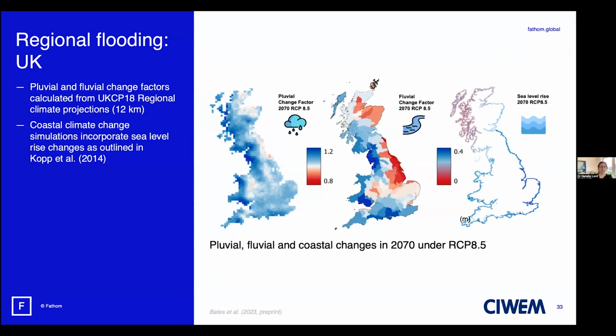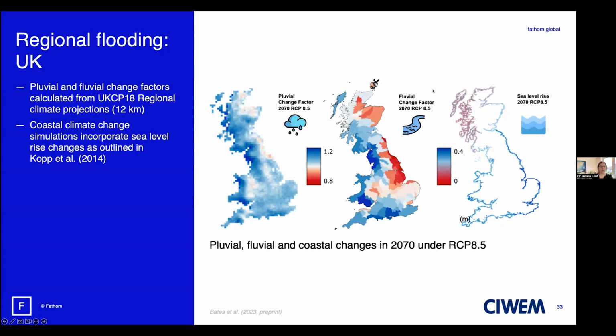And the spatial patterns of the fluvial change factors show more differences, as we've come to expect based on what we've discussed previously, with larger areas of drying projected along the eastern coast, likely related to the different flood drivers that we've discussed. Coastal climate change simulations incorporate sea level rise changes published in Kopp et al. 2014 and are shown on the right-hand map.